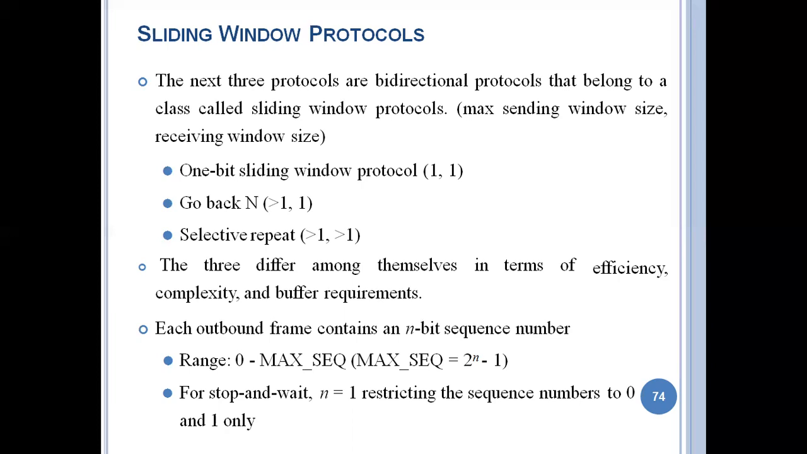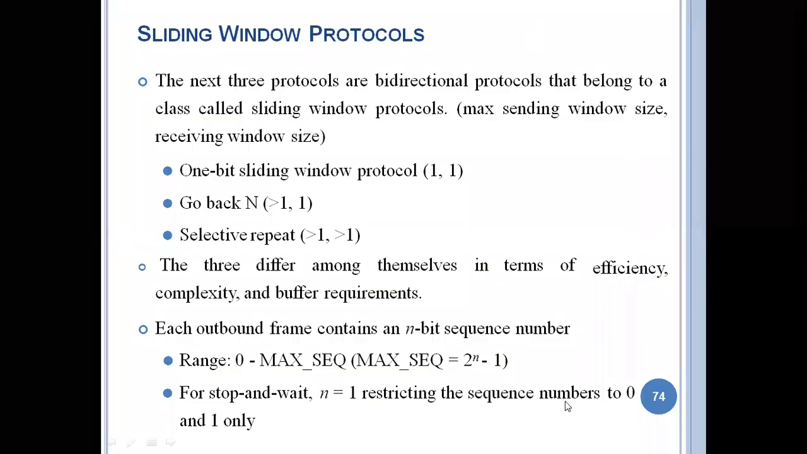There are three protocols we will discuss here. The first is the 1-bit sliding window protocol, with window sizes 1,1. The second is go back n, which means greater than 1,1. The third is the selective repeat protocol, greater than 1, greater than 1. The three differ among themselves in terms of efficiency, complexity, and buffer requirements. Each outbound frame contains an n-bit sequence number.